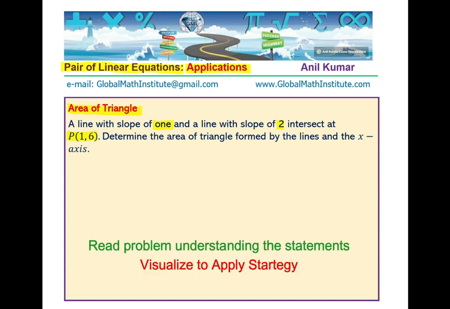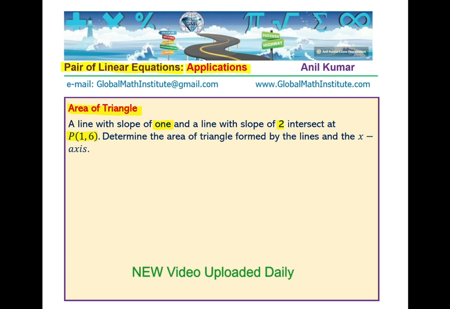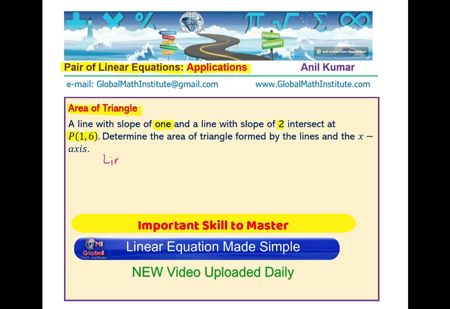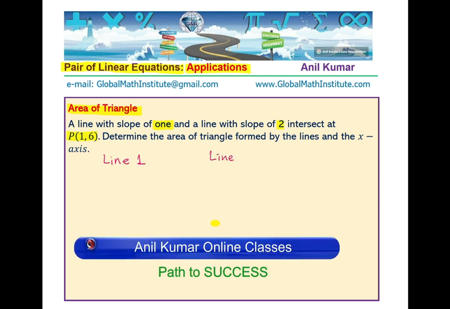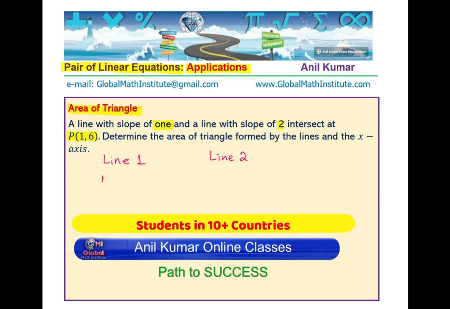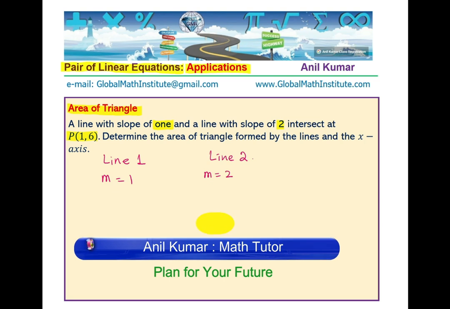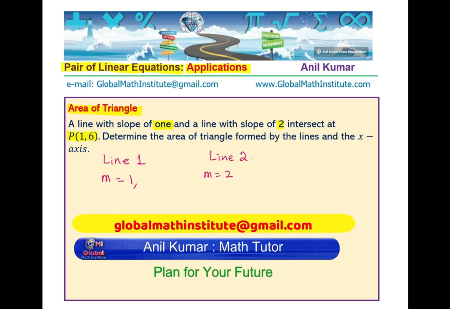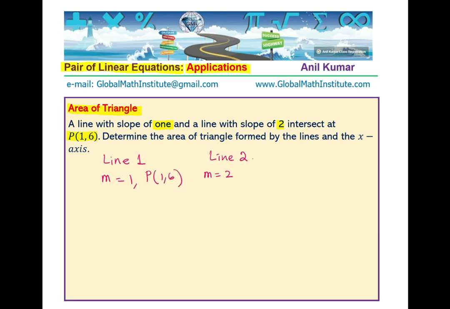In this particular case, we're talking about two lines with different slopes but intersecting at a common point. So, let's say we have line 1, right, and line 2. In line 1, the slope is 1. In line 2, the slope is 2. But we have a common point which is P (1, 6).